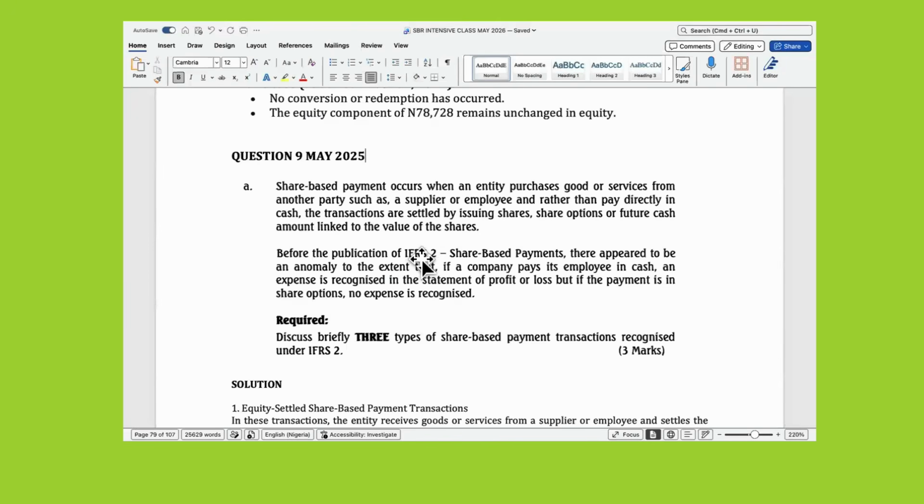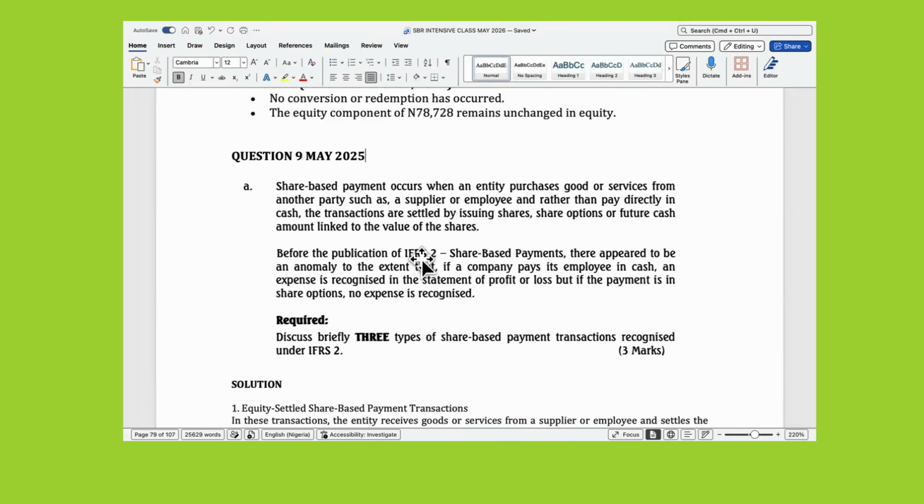Imagine you're a company, and maybe somebody walks into your store, the person happens to be the MD of a bank, and he says he wants to buy 10 bags from you. And he says, okay, instead of giving you money, he's going to give you the shares of that bank.